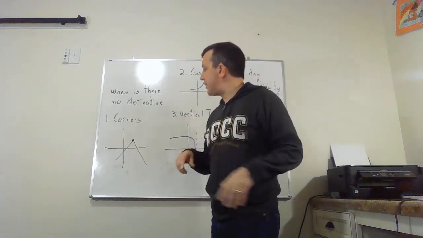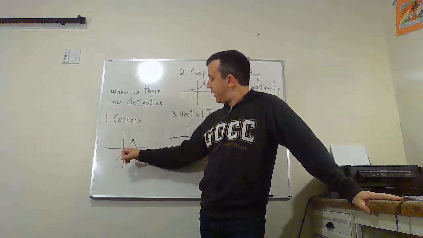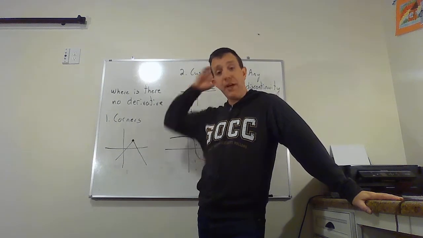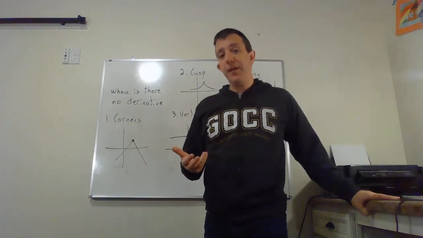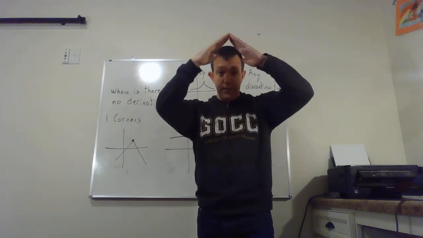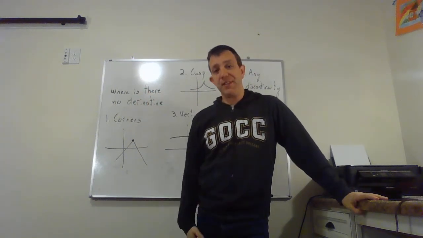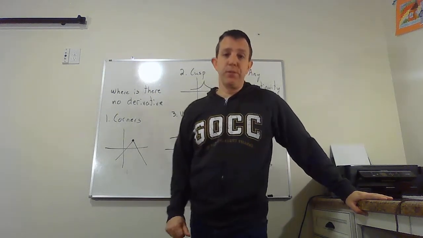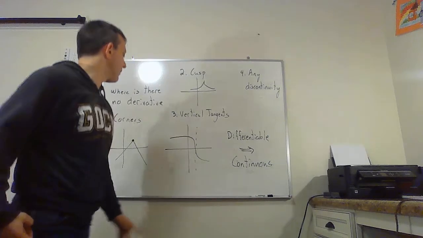So what happens is, in this example, as you come in from the left, you have a positive slope, but if you were coming in from the right, you'd be looking at a negative slope. The limits on either side are different, meaning that the limit at that point doesn't exist. So if you have a corner, no derivative. No limit, no derivative.